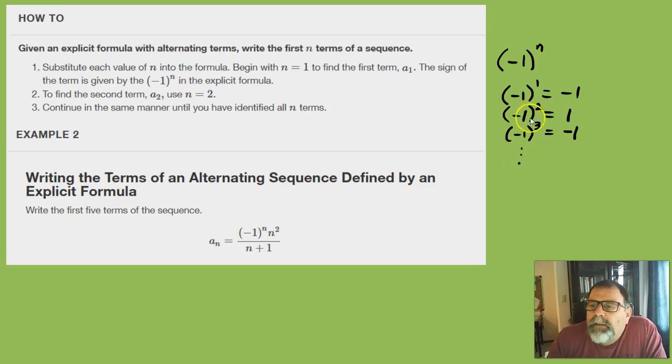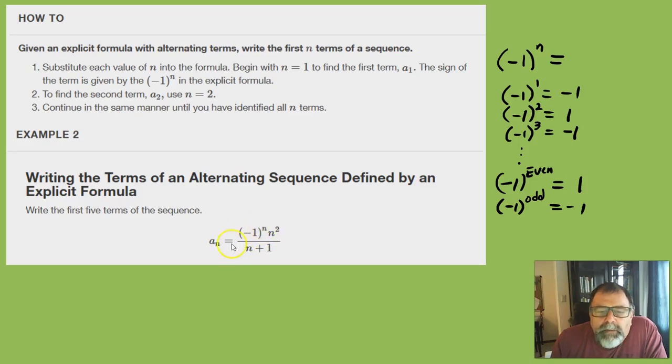So basically, if the exponent is even, negative 1 to the even power is going to be equal to 1. Negative 1 to an odd power will be equal to negative 1. Then it's going to alternate positive, negative, or negative, positive, negative, positive. This is what's creating the alternating sign. So if we want to find the first 5 terms, again, remember, we're going to start with 1. That would be your input value for n.